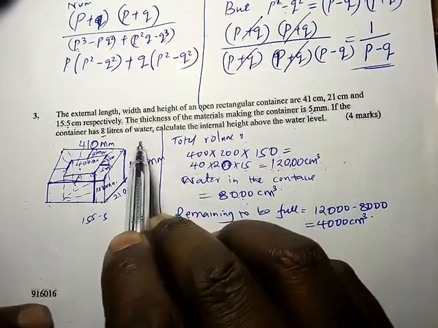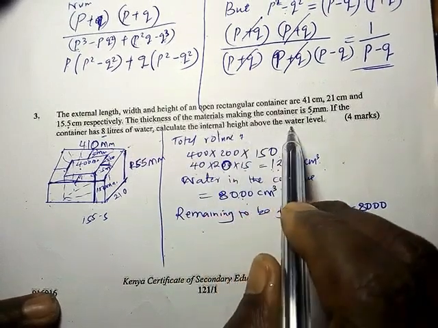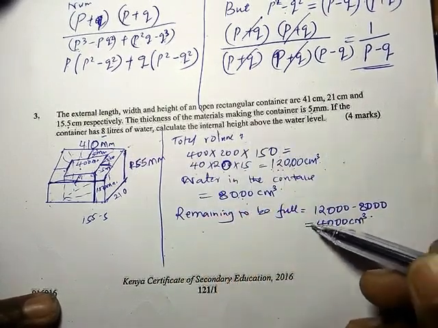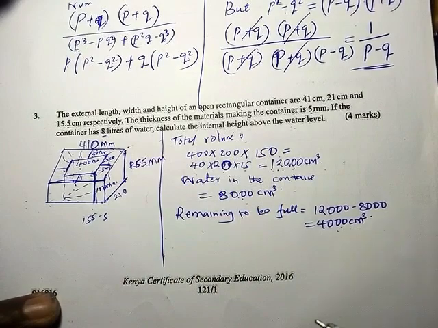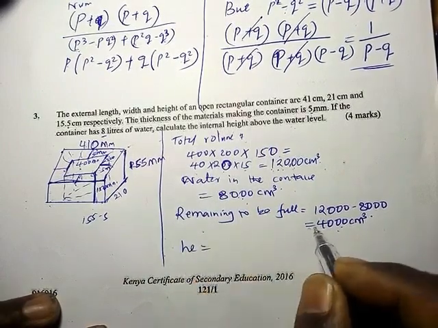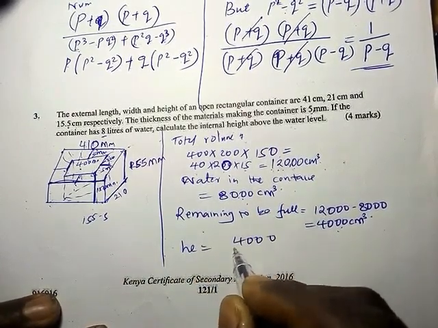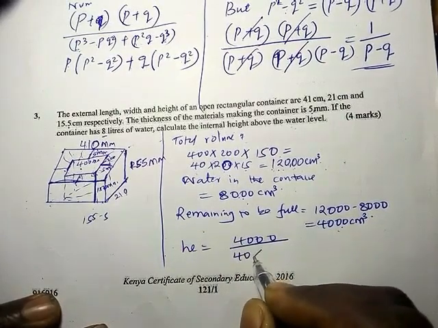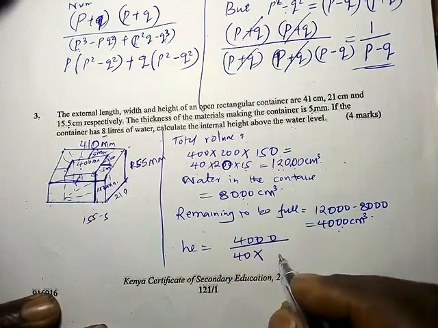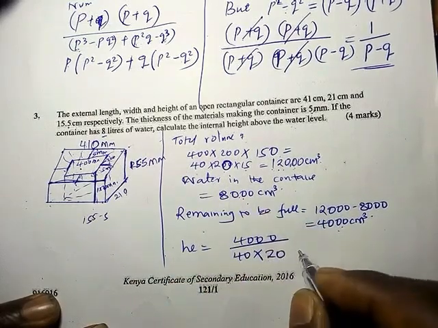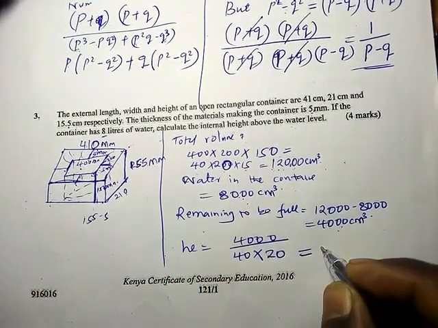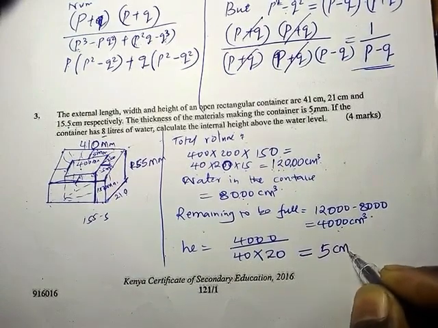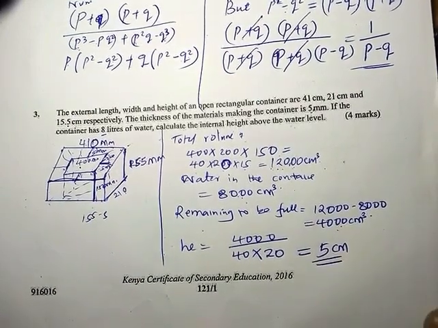Sawa? So tunaulizwa calculate the internal height above the water hiyo yenye imebaki sasa, maji yenye imebaki ijae ni hii, hiyo ndio tunataka. So height we repeat the volume divided by the length and the width, which is 40 times 20, and this one will give us 5 centimeters. That is the height.